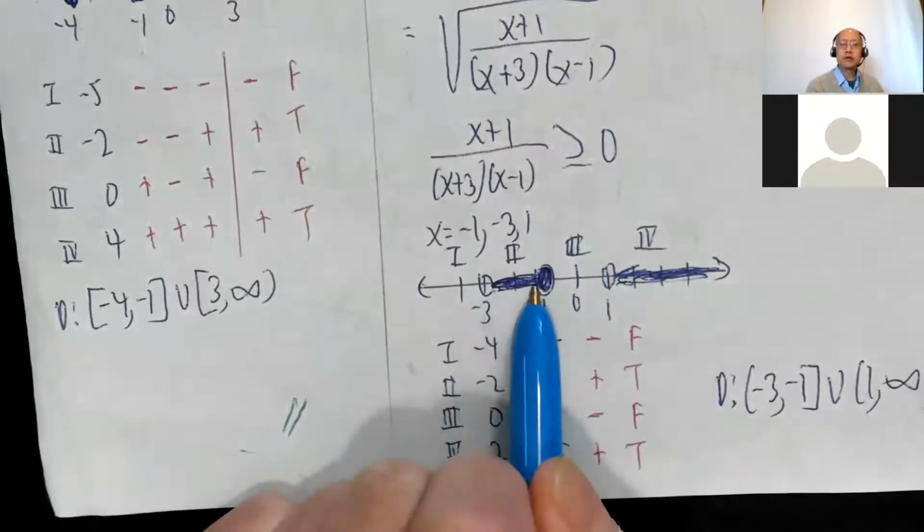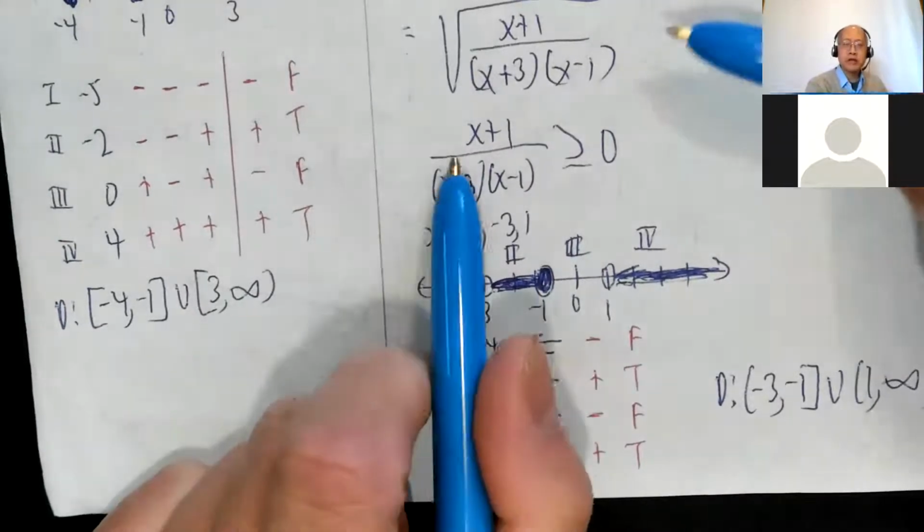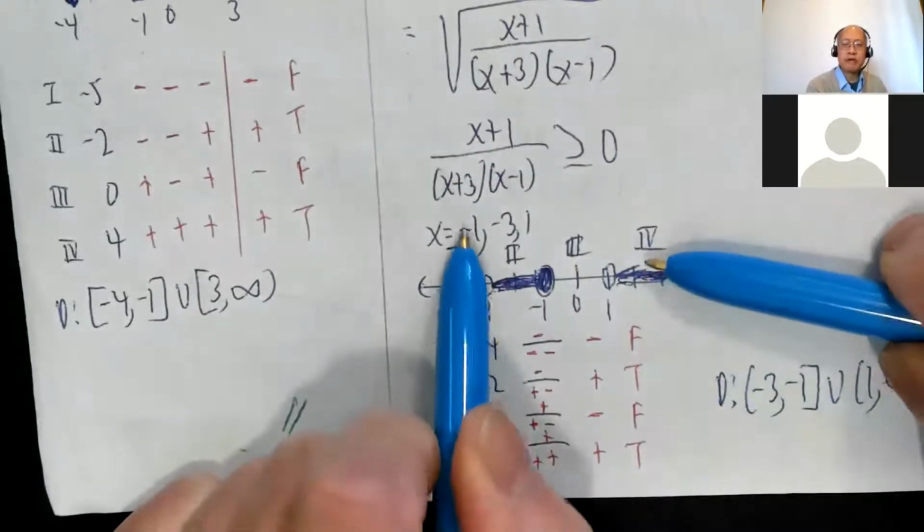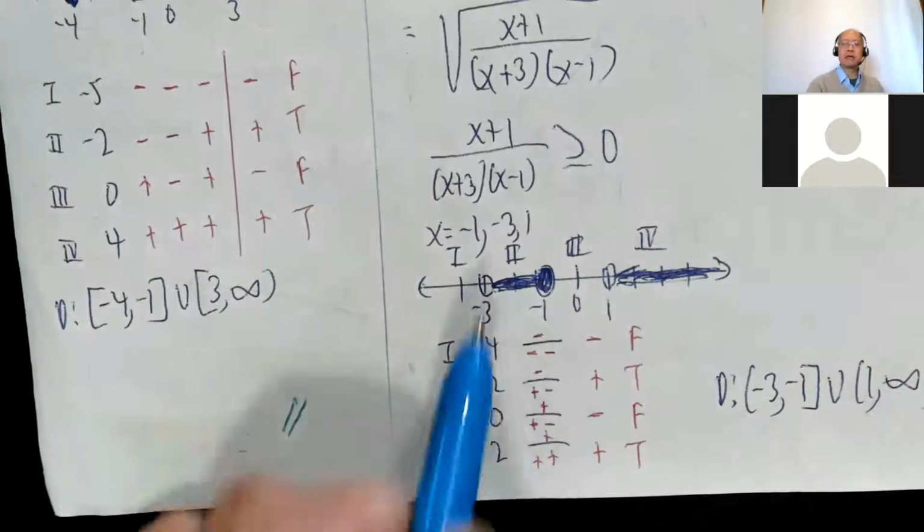So open, close, open. I'm allowed to have 0 on top. -1 gives me 0 on top. But -3 and 1 gives me a 0 on the bottom. That's never allowed.